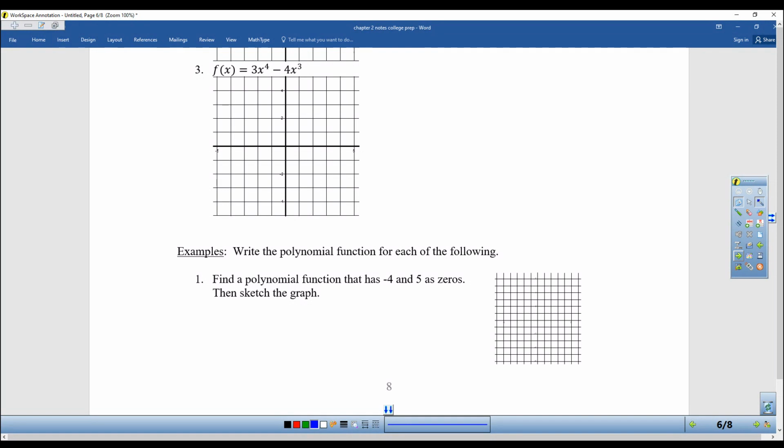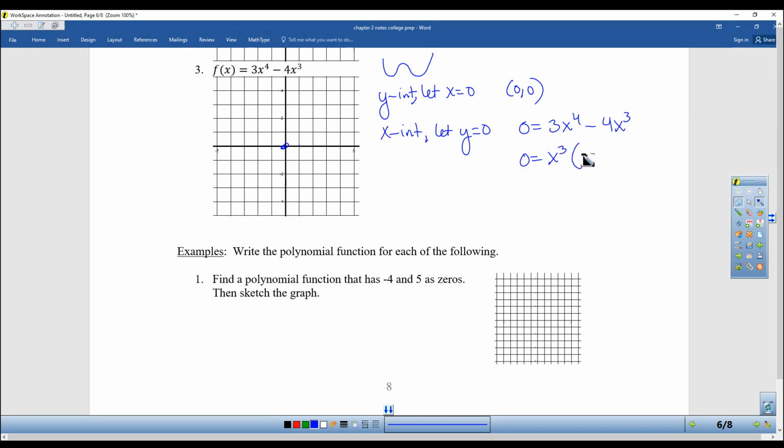Okay, we have one more. So it's to the 4th power, and it's positive. So it's going to be a w. I find my y-intercept by letting x be equal to 0, and I get (0, 0) again. Are you sick of that one? It's not always (0, 0). And then I find my x-intercepts by letting y be equal to 0. This almost always involves factoring. I don't have to take out a negative. My first term is already positive. But I am going to take out an x cubed.